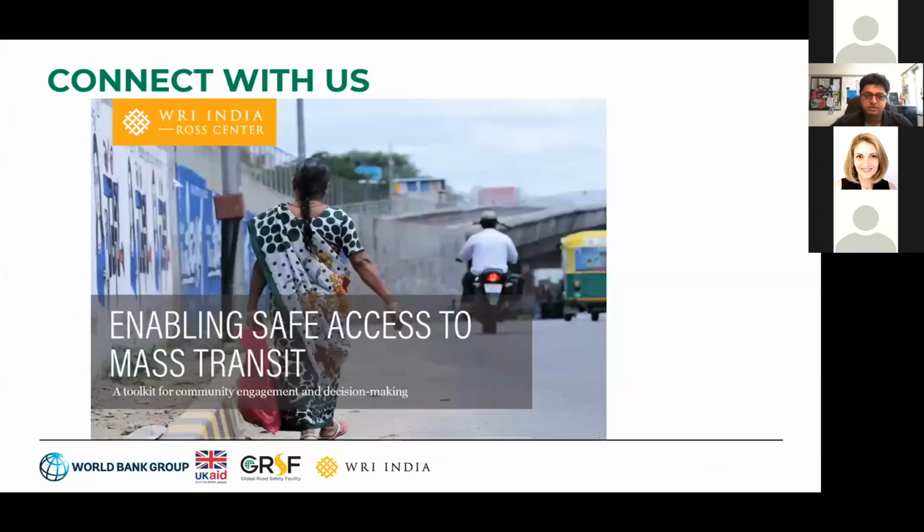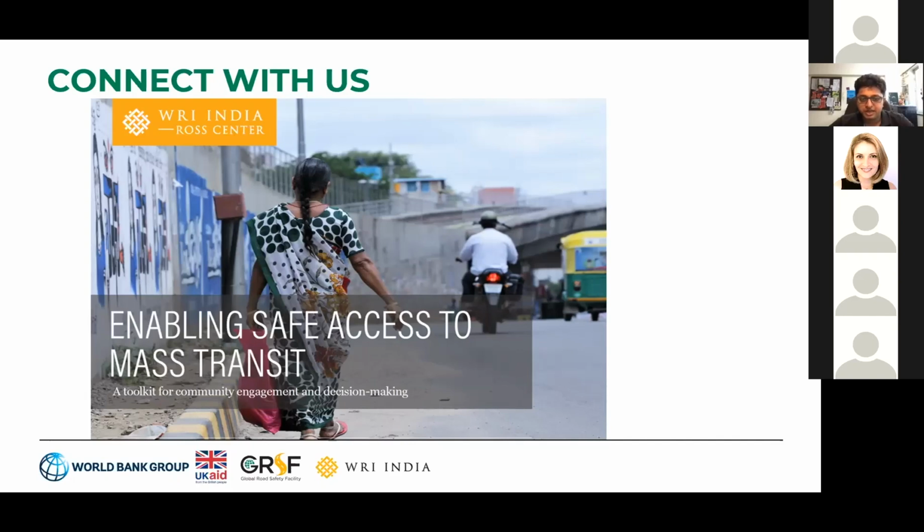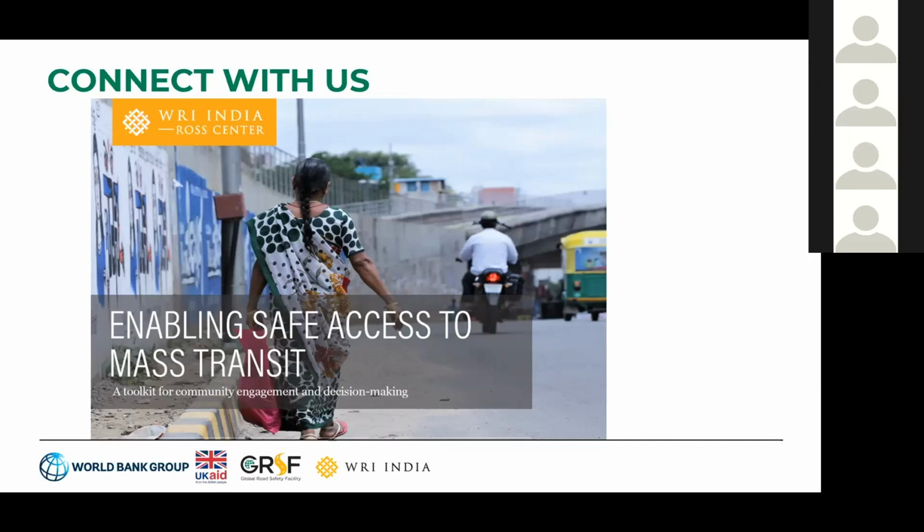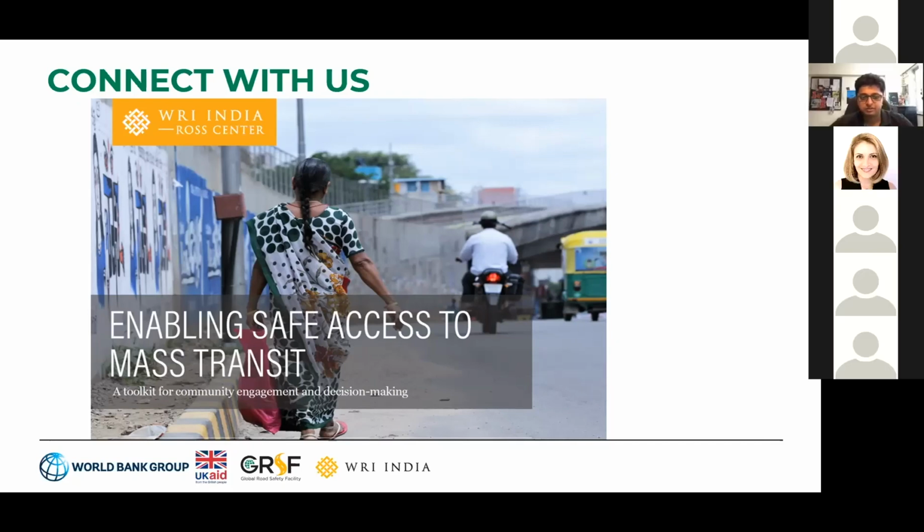Yeah, next. So this is my last slide, where this Enabling Safe Access toolkit is available online on the WRI website, and it explains the step-by-step process of how this activity is played. If anybody is interested in taking this further, or doing this across other cities in the world, we'll be more than happy to do this in much more detail, because it does not only talk about the principles, but also about their application in a real case scenario. Thank you.